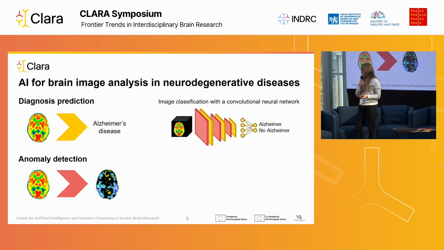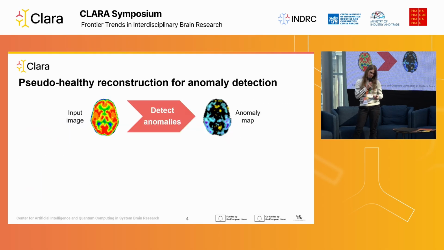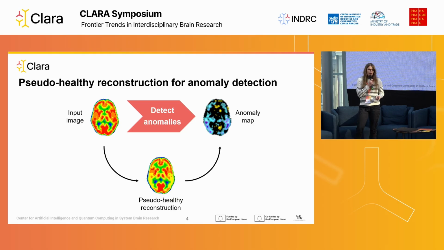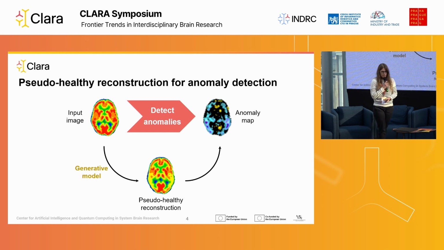Instead, as an alternative, we propose to develop methods on anomaly detection. So what is the principle? The idea is to detect anomalies from an input image by reconstructing what would be the healthy version of that input image. And this can be done using a generative model.